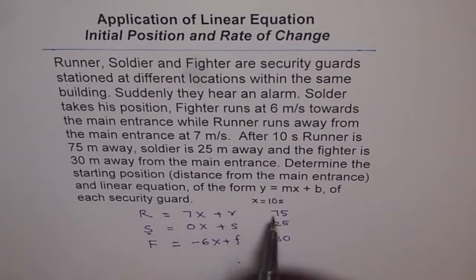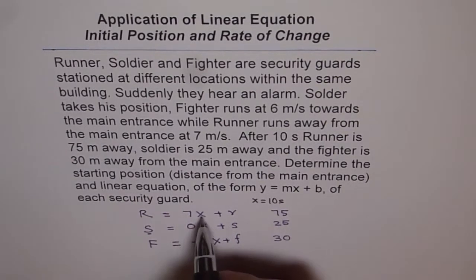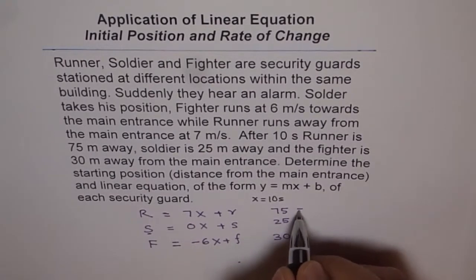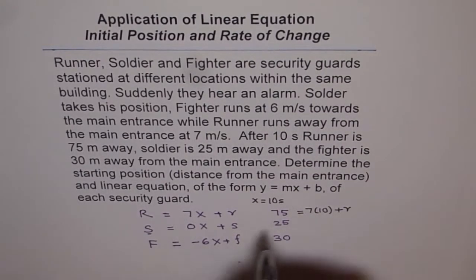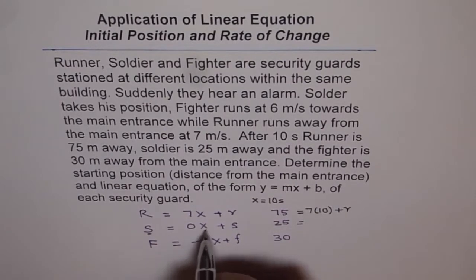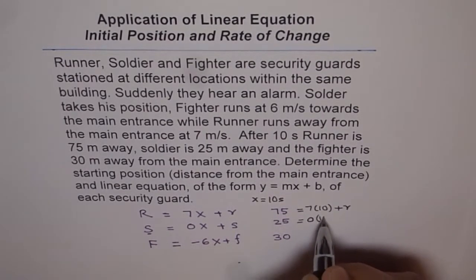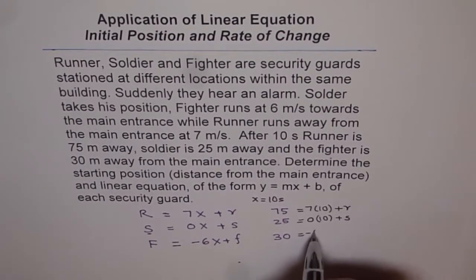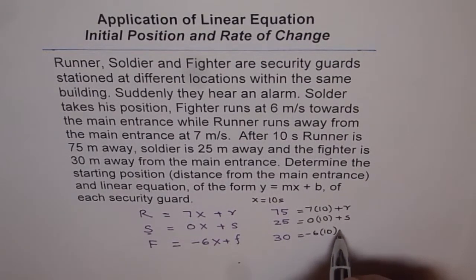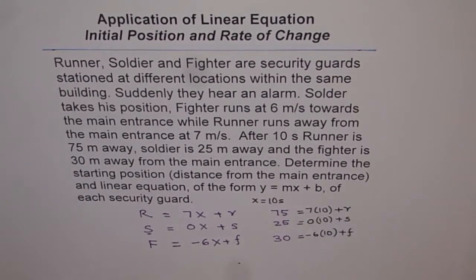So after 10 seconds, the distance is 75. That means if I put x as 10, I get 7 times 10 plus R. These are my initial positions, which I need to find, right? So let's try to find these positions. After 10 seconds, 75 equals 7 times 10 plus R, right? And for the soldier, since soldier didn't move, it is 0 speed times 10 plus S. And for the fighter, it is minus 6 times 10 plus fighter's position. These are initial positions, correct?